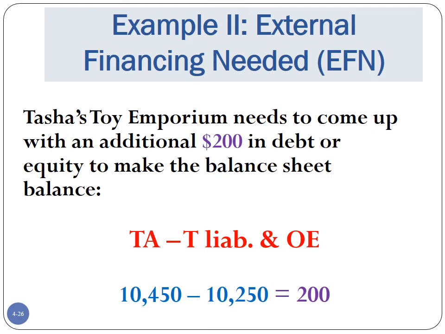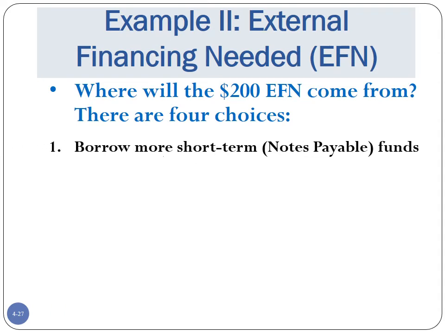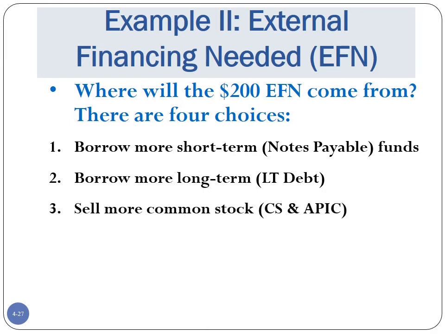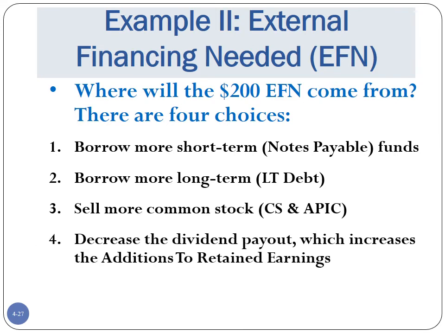So we either have to take out more loans, more debt, issue some bonds, or raise more equity through stock issuance. So where will the $200 come from? Again, we have four choices. We can borrow more short-term notes. This is short-term payable funds, commercial paper, things like this. We could borrow more long-term debt. We could sell more common stock, or we could decrease the dividend payout, which increases additions to retained earnings.